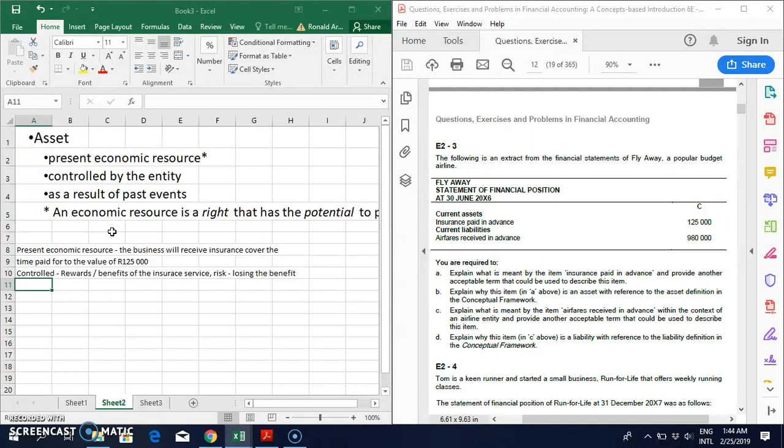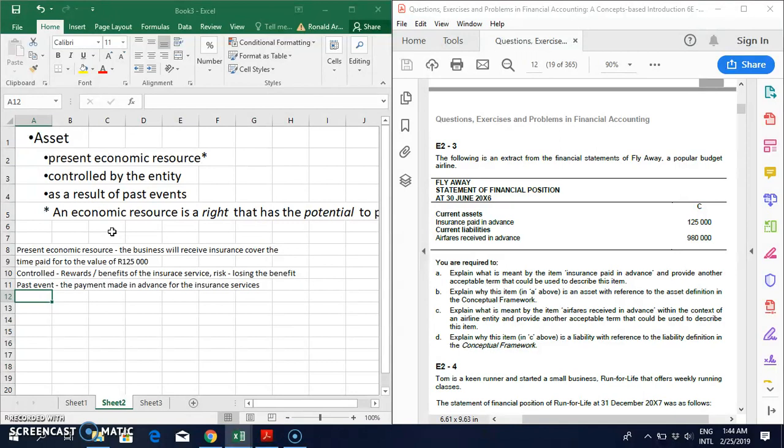As a result of a past event, so the past event is when the transaction transpired. So the past event would be the payment made in advance for the insurance services. So exactly when the past event took place is when did the transaction occur, and what happened in that transaction. So that's your asset definition, and you're applying it.